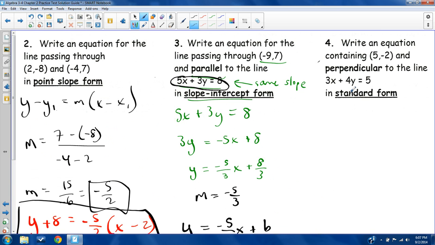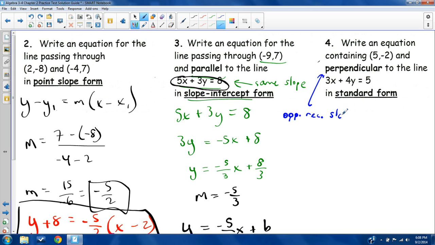Okay, final one. Ooh, standard form. Here we go. Write an equation containing (5, -2) and perpendicular to the line 3x + 4y = 5 in standard form. This one actually requires a lot of work. I'll explain why. First of all, perpendicular means opposite reciprocal slope. We've talked about that a few times there.